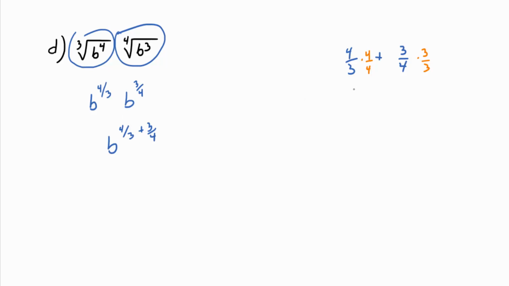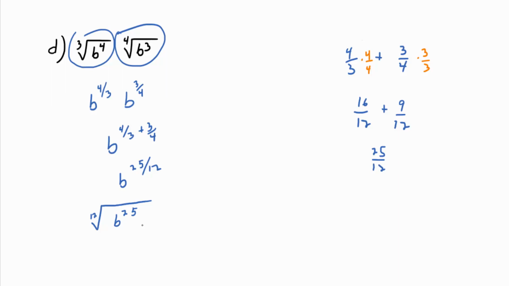So what do I get? I get 16/12 from this first guy plus 9/12. So what do I get all together? 25/12. So I'd get b to the 25/12, which would simplify. So we should probably do that. So as a root, what is this really equal to? The 12th root, denominator is the index, and then b to the 25 underneath that root.